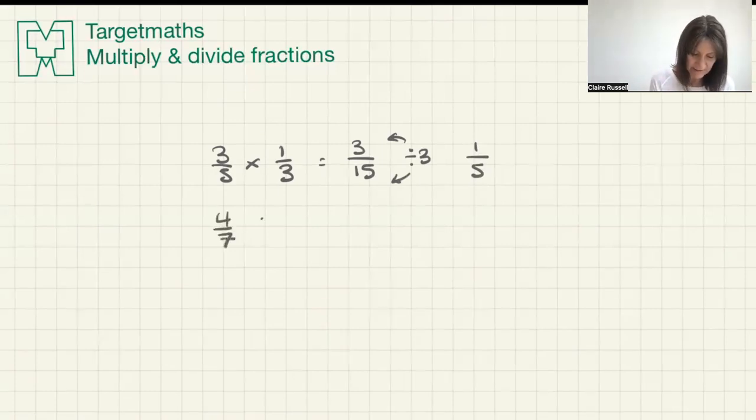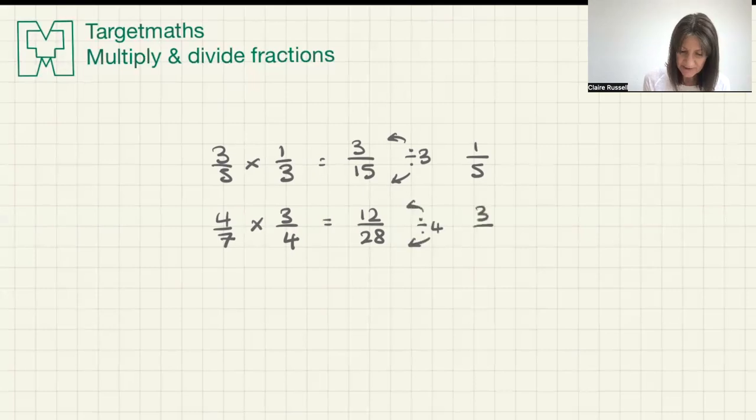4/7 times 3/4. And the answer is 12/28. Again, it will cancel. So we're going to divide by 4 on this one, which is going to give us 3/7. So if you did that, well done. Think of it like we did last time. You're getting a tick. You're not wrong. You could get 2 ticks if you cancel and go all the way. All right, next question.